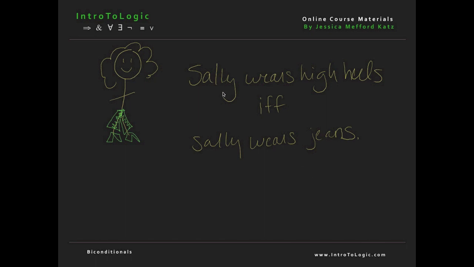All right, so what does this sentence really mean? Let's represent Sally wears high heels with an H, and Sally wears jeans with a J. So we have the sentence H, if and only if J. Now, in effect, what this means is that if Sally wears high heels, then she wears jeans. And it also means that if she's wearing jeans, then she's wearing high heels.